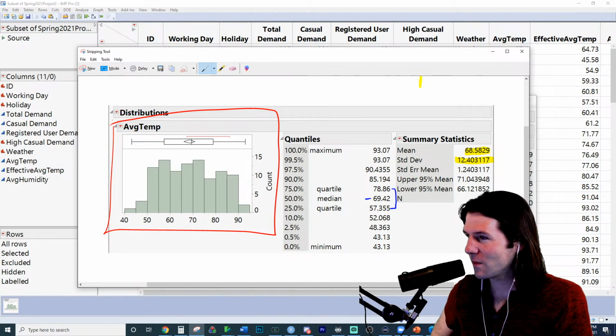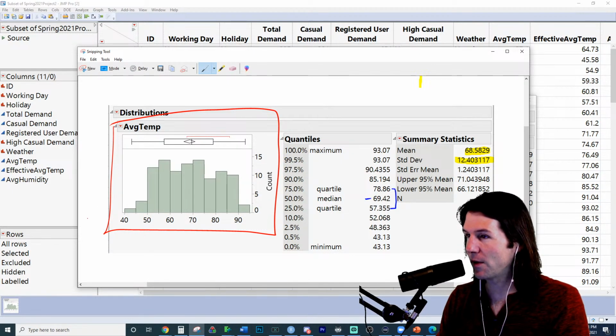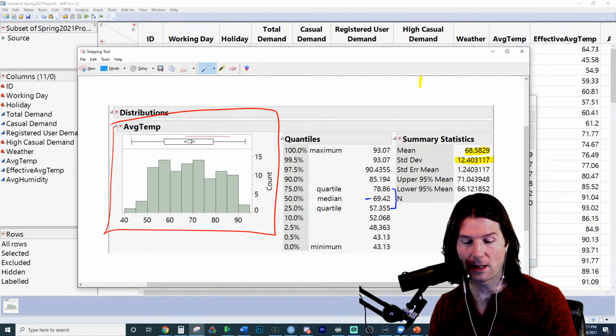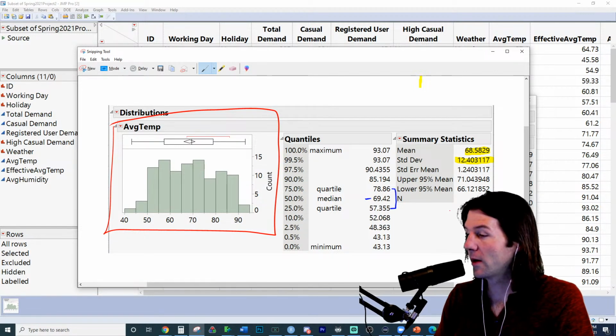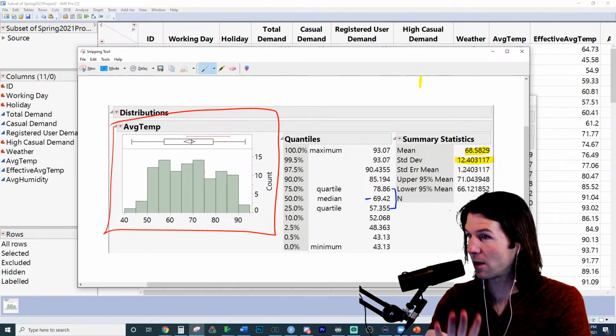So if it is skewed and if it has outliers, then the proper measure of center and spread is going to be the median and the IQR. If it has skew and if it has outliers.